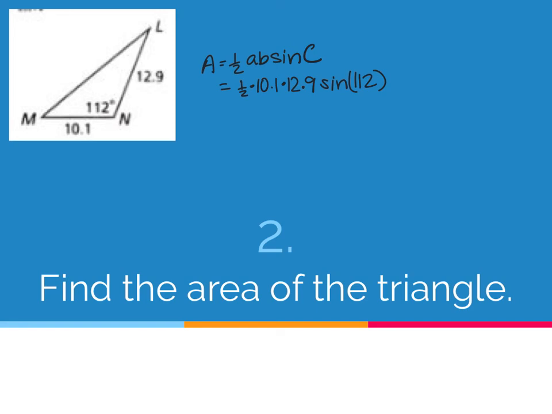Now we just need to substitute this into our calculator. Multiply it out, 1/2 times 10.1 times 12.9 times sine of 112. And some of you might be wondering, Ms. Gutierrez, this isn't a right triangle. 112 is going to be more than 90. In this case, it will work. And you get it to be 60.4.